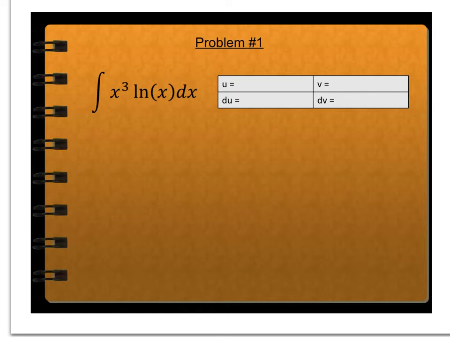To solve the integral of x cubed times ln of x dx, we let u equal the natural logarithm of x and let dv equal x cubed dx. Now when we take the derivative of the natural logarithm of x, we get 1 over x dx, and as we take the integral of dv, we get v, which would be 1/4 x to the 4th.